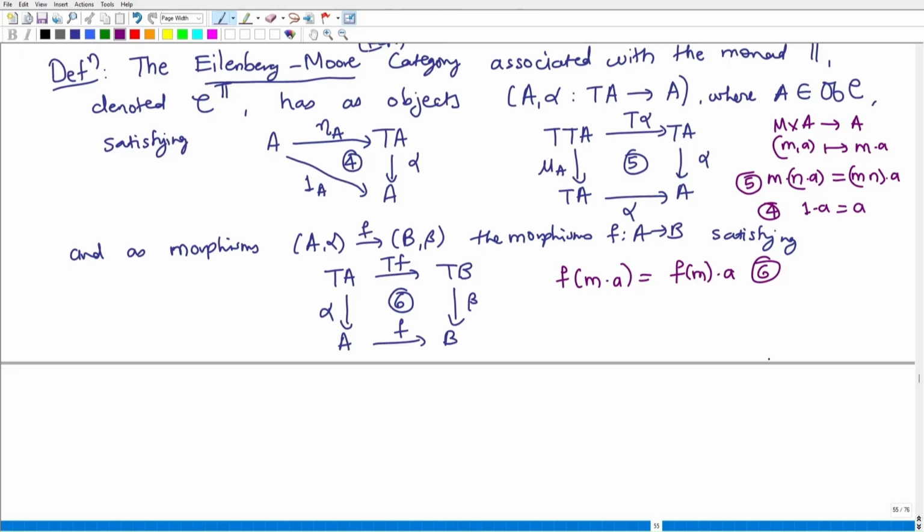Now I can say, the category. So in 0.6b, F of M dot A equals M dot FA. Yes, okay, fine. I made a mistake there, it is M dot FA. Yes, so the category C^T is called the category of T-algebras.